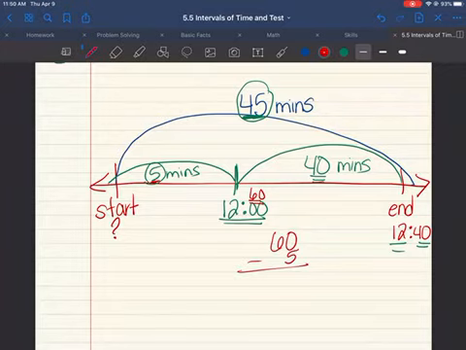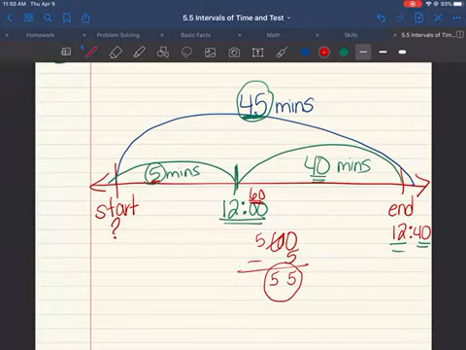0 minus 5, we cannot. So we regroup and the 6 becomes a 5. The 0 becomes a 10. 10 minus 5 is 5. 5 minus nothing is 5. If we go back 5 minutes, we're going to get to 55 minutes.